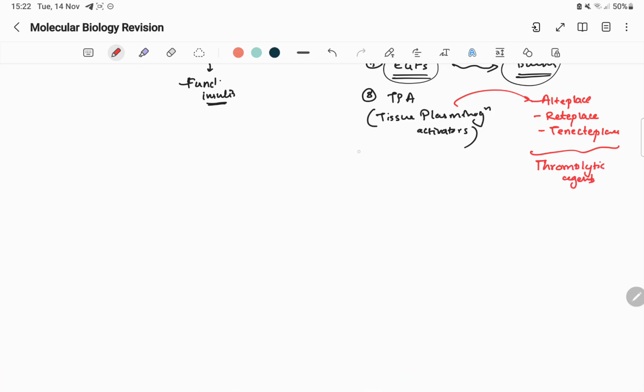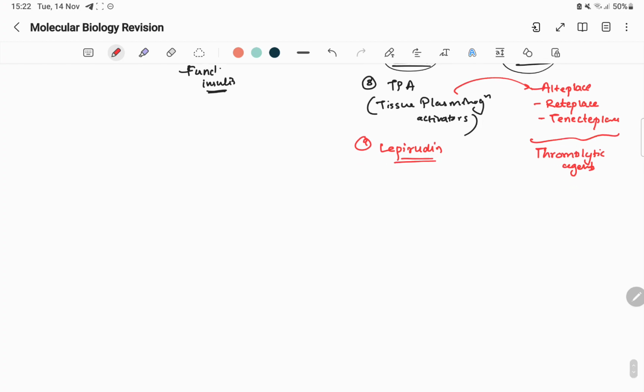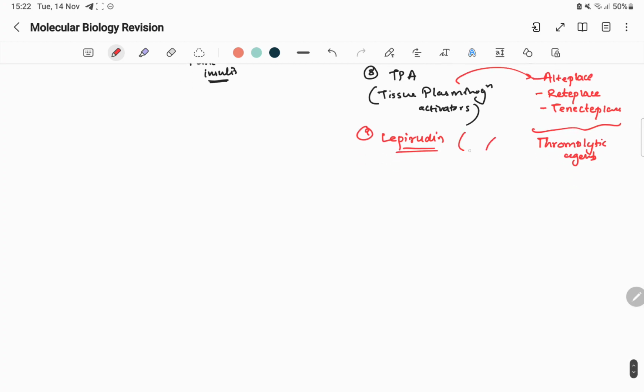Then the anticoagulant like lepirudin. Hirudin is the natural anticoagulant, but you can produce lepirudin, which is also an anticoagulant, transgenically or by recombinant DNA technology. Recombinant DNA technology is used in the human genome project, used in gene therapy. Many applications are there.